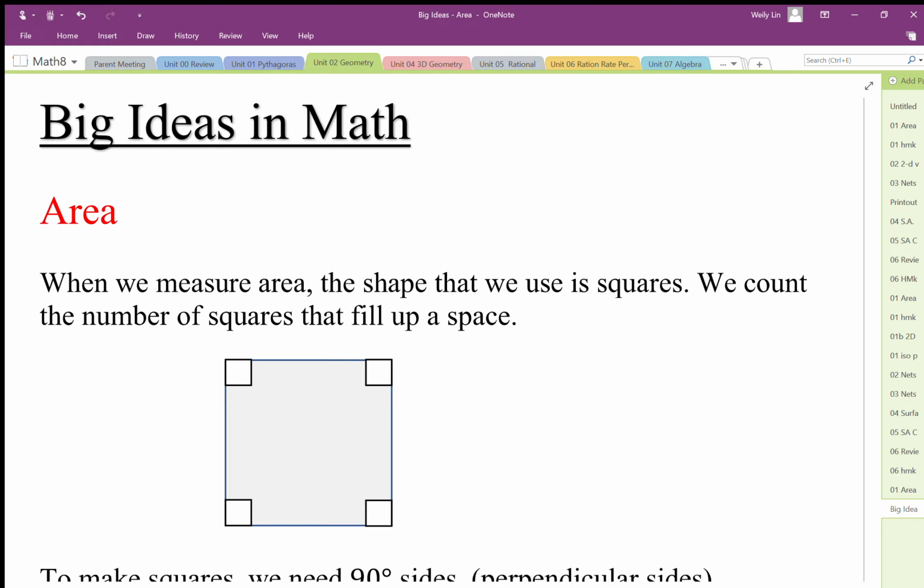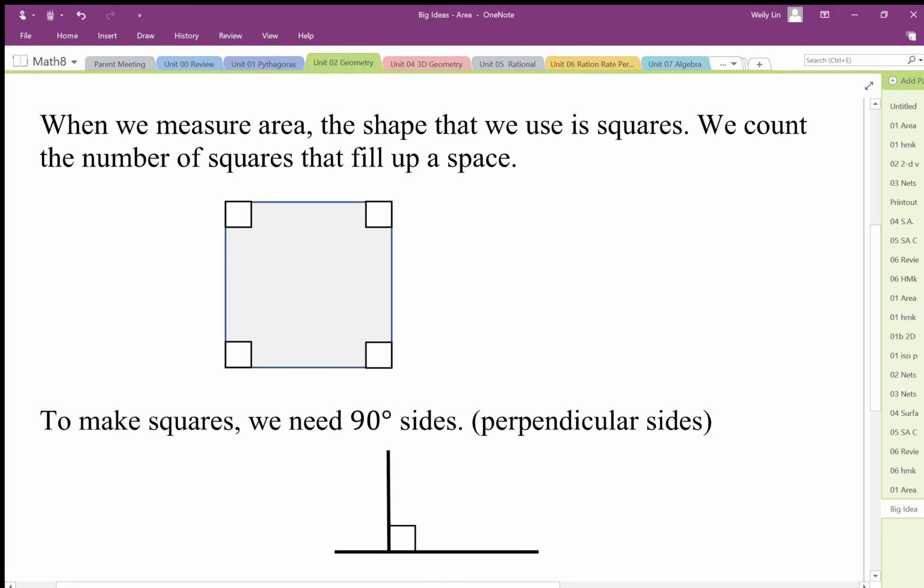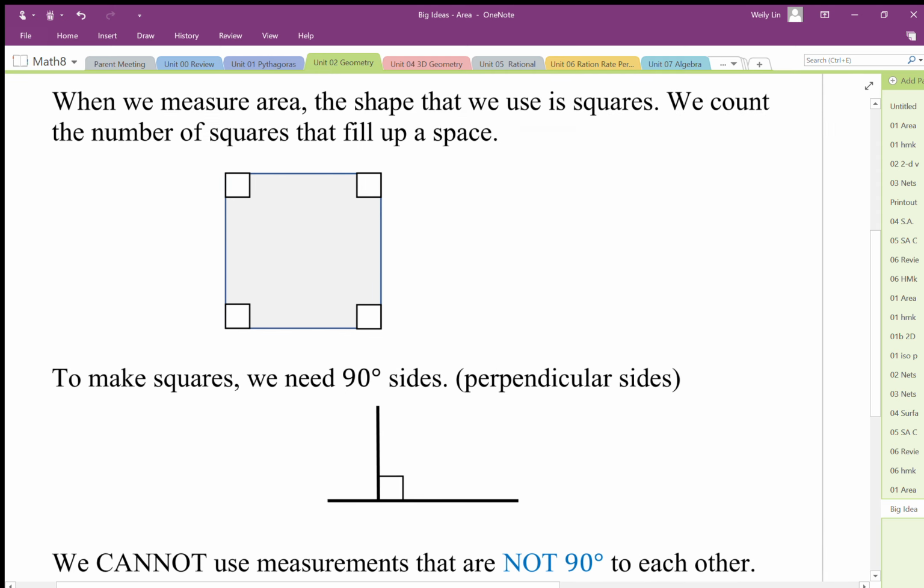One of the big ideas in math is this idea of measuring area. When we talk about area, the shape that we use to measure area are squares. So we want to see how many squares fill up a space. So if we're calculating area, it's really important that we use lines that are 90 degrees.